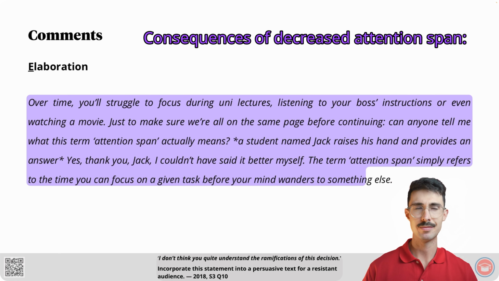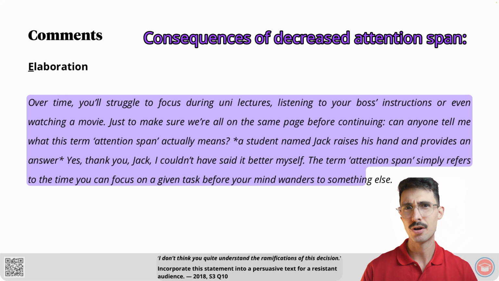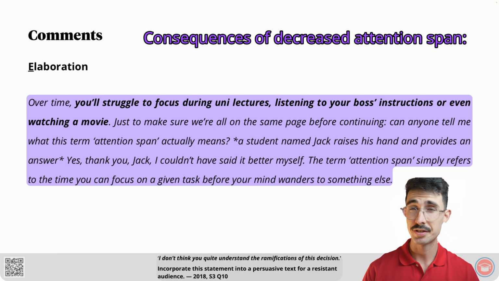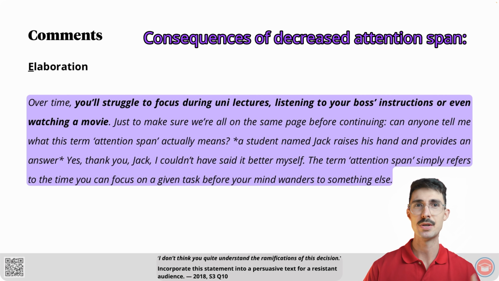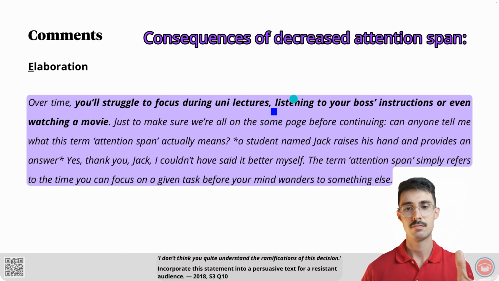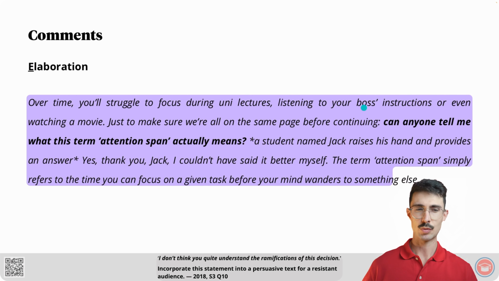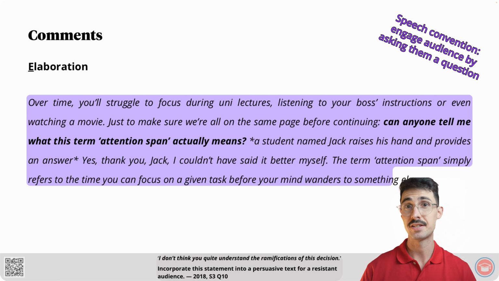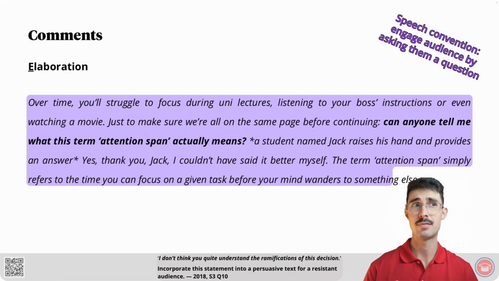That's our topic sentence. Here's the elaboration. This elaboration elaborates on the practical consequences of a decreased attention span. Put differently, it outlines the impacts of a reduced attention span on situations in which the audience is likely to find themselves in, such as being in lectures, listening to their boss, or watching a movie. Also note in this elaboration that I ask the audience a question. Can anyone tell me what this term attention span actually means? This is adhering to one of the main conventions of a speech, which is to engage them by asking them a question.